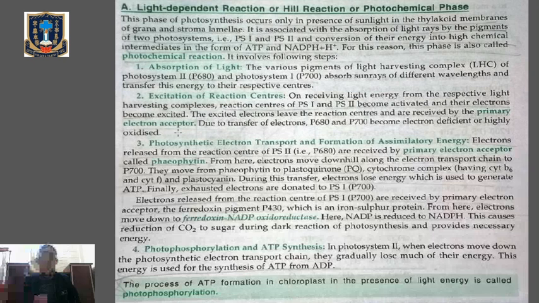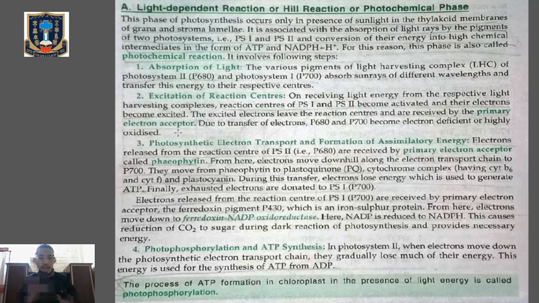In this particular phase, the light rays will be trapped by both PS2 and PS1, and that absorbed light will be converted into chemical energy in the form of ATP and NADPH and H+. Since over here the energy is being trapped and utilized for the formation of ATP, NADPH and H+, it is also called photochemical reaction or photochemical phase.